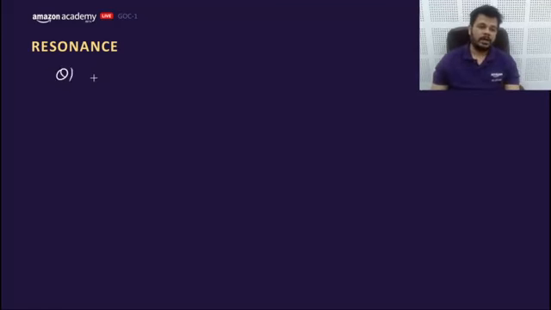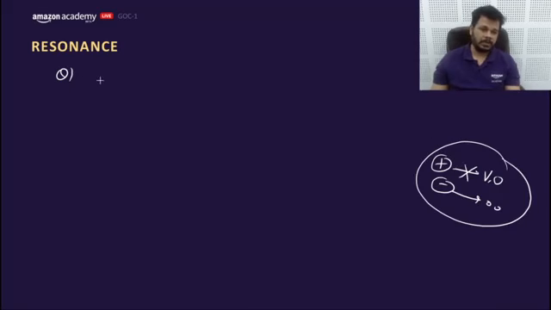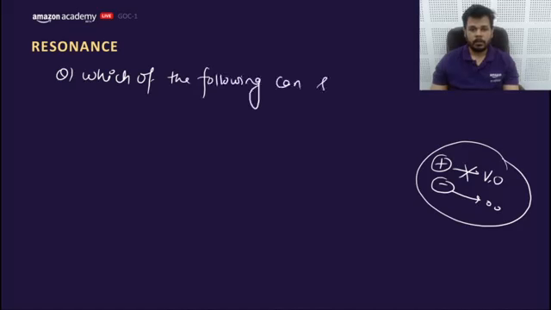Let's have an example. Try to understand. Every positive charge is not a vacant orbital. Every negative charge doesn't represent a lone pair. Let's have an example to understand this. Which of the following can show resonance? Start writing in the comment box.